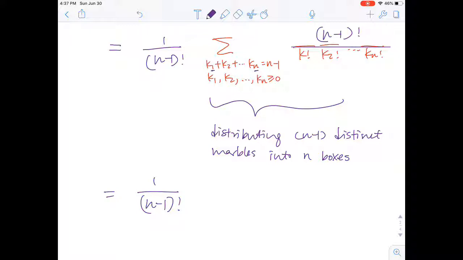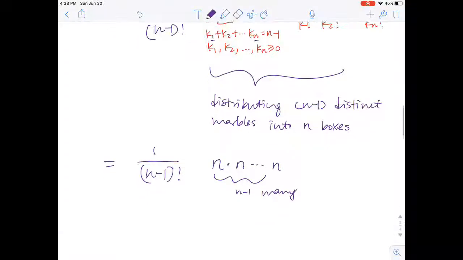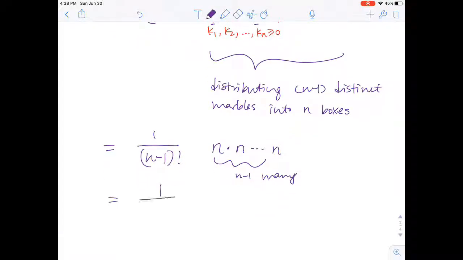Now that we rephrase the problem, we see that this summation actually sums up to something very, very simple. For each distinct marble, it can go to any one of the n distinct boxes. So we have n choices for the first marble, n choices for the second marble, and we have n minus 1 marbles in total. So this would be 1 over n minus 1 factorial times n to the power of n minus 1. And that's our final answer.